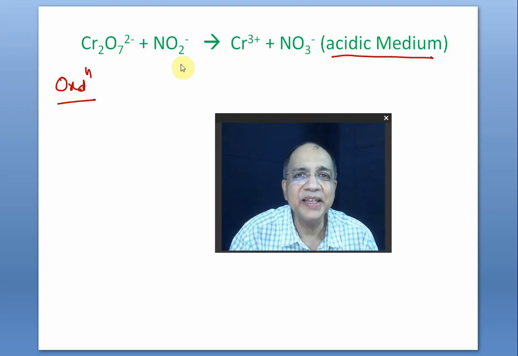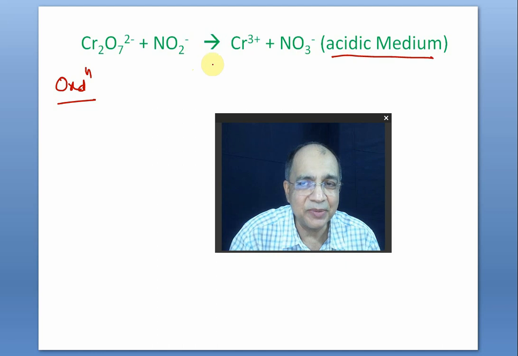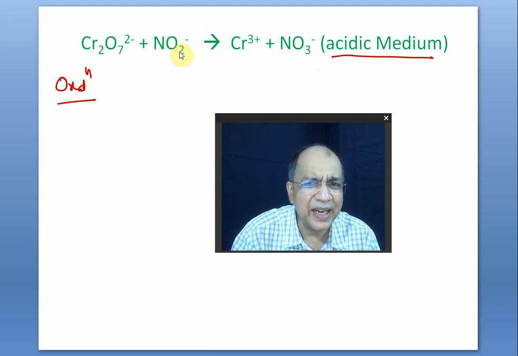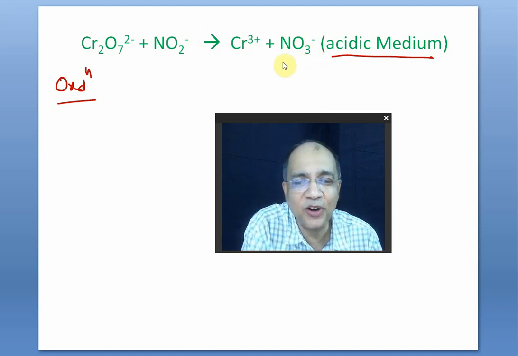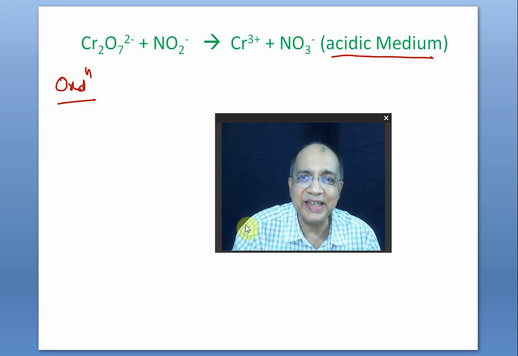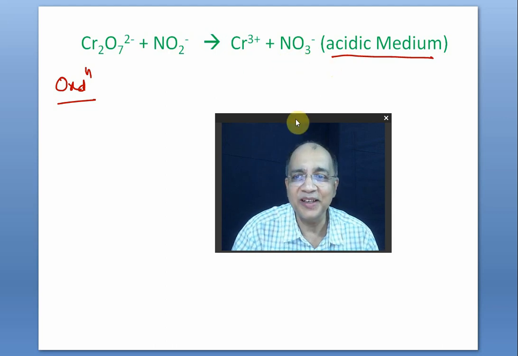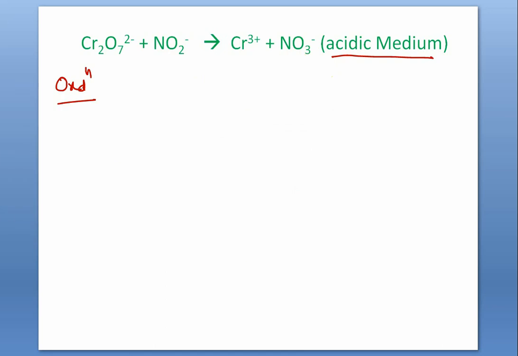Can you tell me? Yes, nitrite has been oxidized to nitrate. So nitrogen here is +3 and this is +5. And you can also guess, nitrite has less oxygen, this has more oxygen. So according to the old definition of oxidation, definitely nitrite ion has been oxidized to nitrate ion. So let us take up that and apply all the 4 rules.